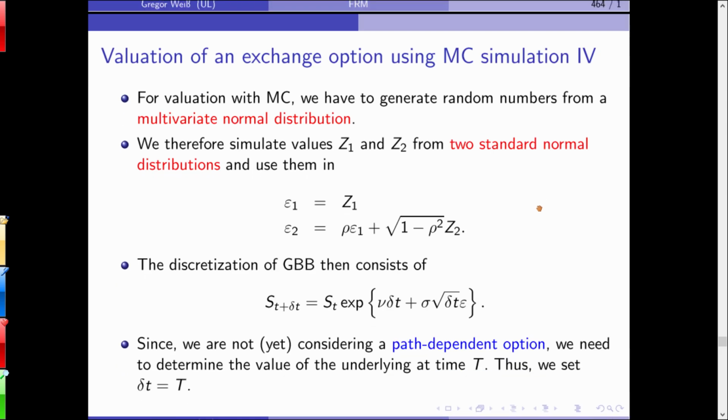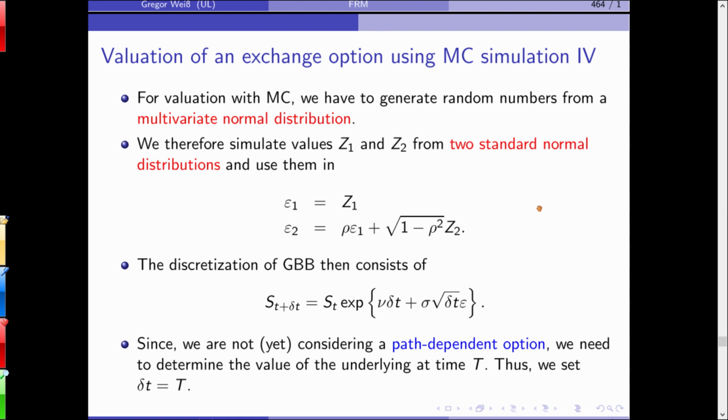Now, for Monte Carlo simulation, what do we need to do? We need to simulate paths from a two-dimensional geometric Brownian motion. In this case, we simulate two standard normal distributions that are linked via a correlation rho. And this can be done quite simply. Epsilon 1 is just a random number from a standard normal distribution, Z1. And if we do it twice, we'll get two stochastically independent standard normal distributions.